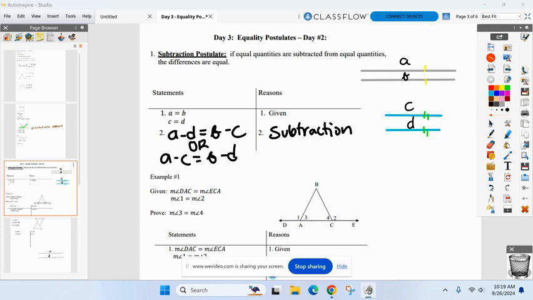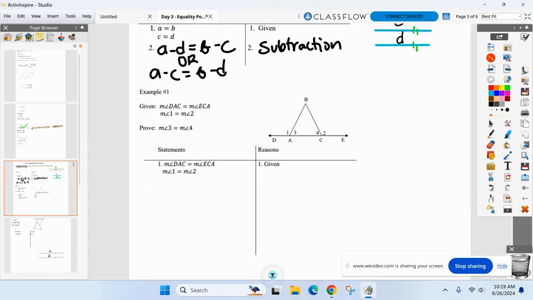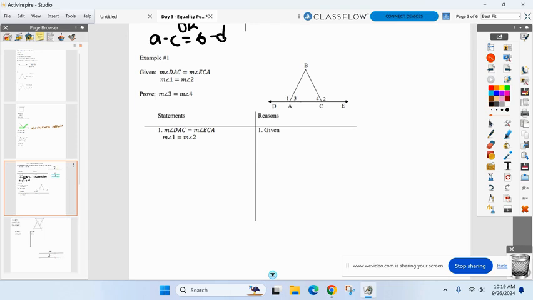All right, let's actually do a geometry one now using subtraction and talk about why it's subtraction versus last week. Right away in the givens, I already wrote them down for you. Angle DAC. Everyone look at that angle. What do I call that angle? Straight angle. What does it measure? 180. Remember that. I also have ECA, which is also 180, so it makes sense that they're equal. And I also have angle 1 congruent to angle 2, which, as we know, we mark with arc marks.